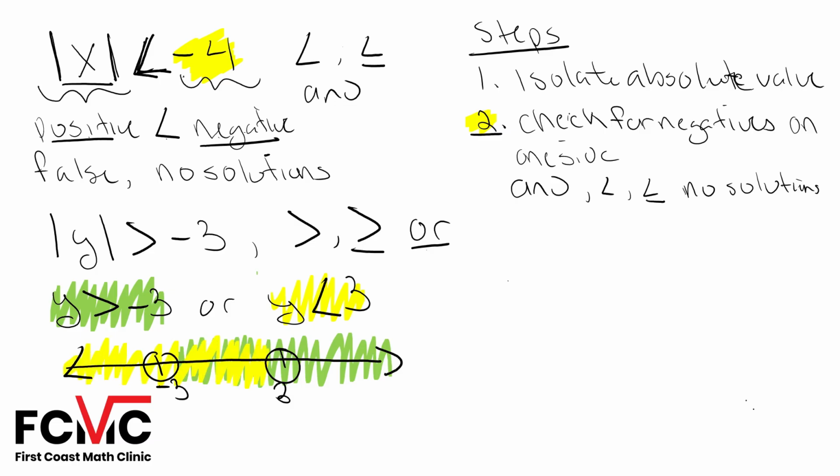So you notice we're shading all the values on our number line. So that may give you a clue as to what our solution is compared to our first example where we had no solutions.